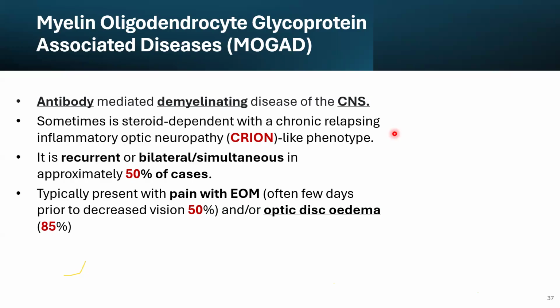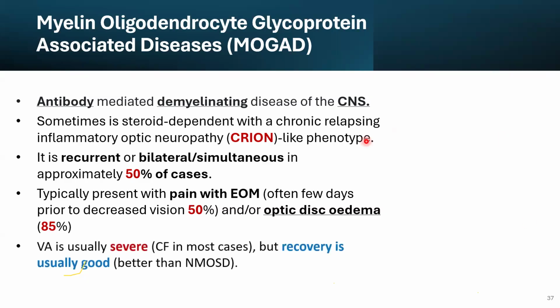So if you see a patient with bilateral optic neuritis that was preceded with pain with eye movement, you see the optic nerve is swollen, think about MOG-associated disease. The vision is usually severe, but fortunately, the recovery is usually good with steroid. The prognosis is better than NMO.